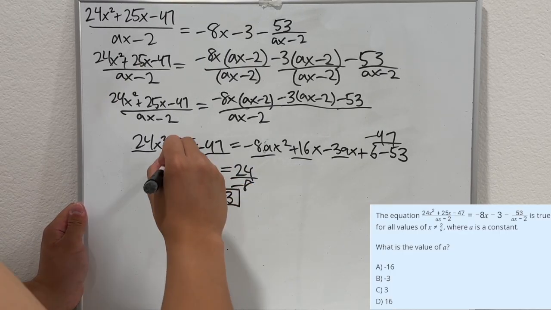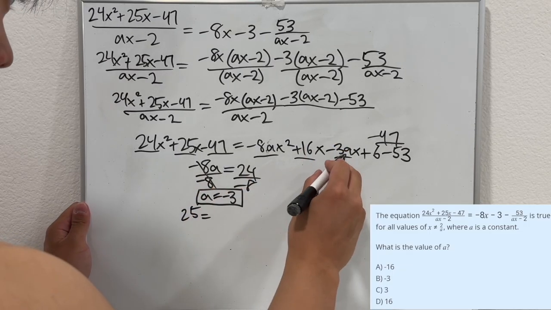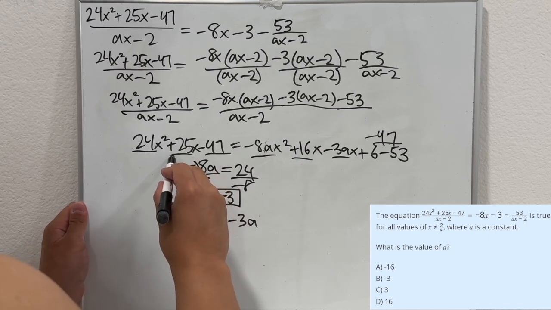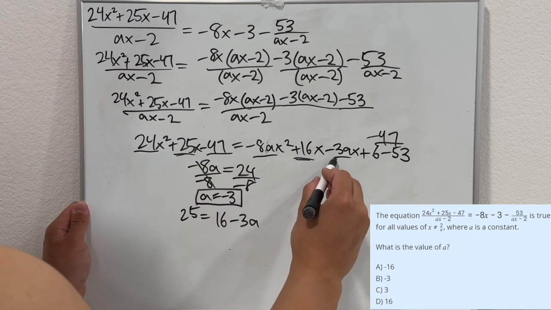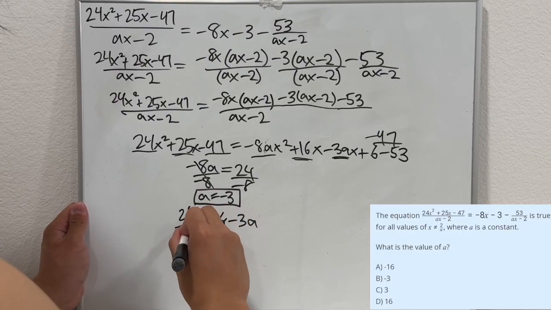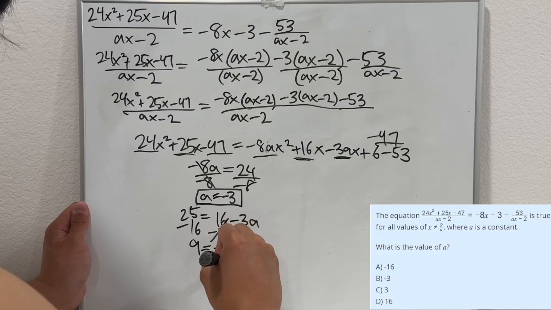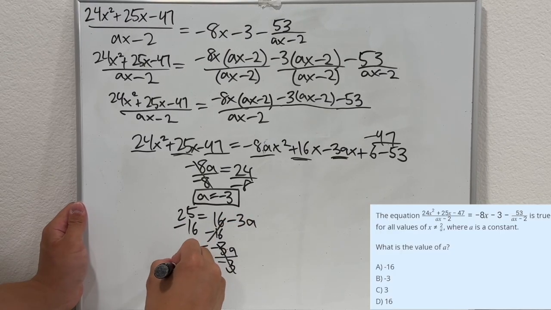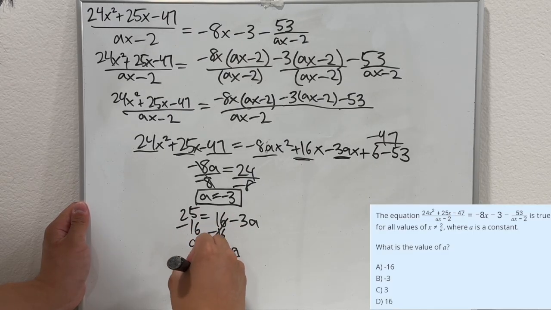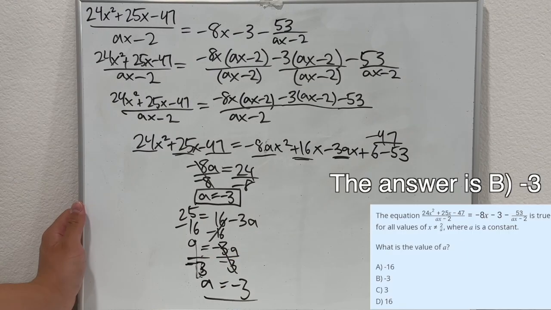But just to double check, if we do the same with the x term, we get 25 here equals 16 minus 3a. Remember, we're only taking the coefficient because we're comparing the coefficient of the x variable. So here we subtract both sides by 16, so we get 9 equals negative 3a. And we divide both sides by negative 3, and guess what? So a is also negative 3. So our answer is a equals negative 3.